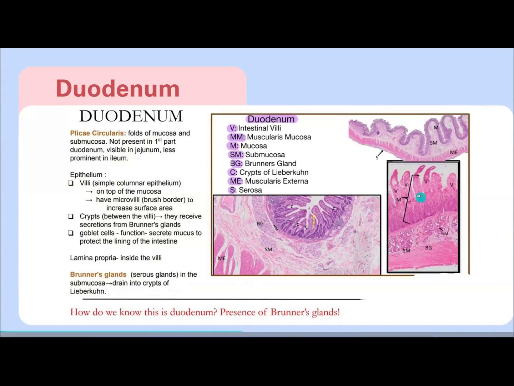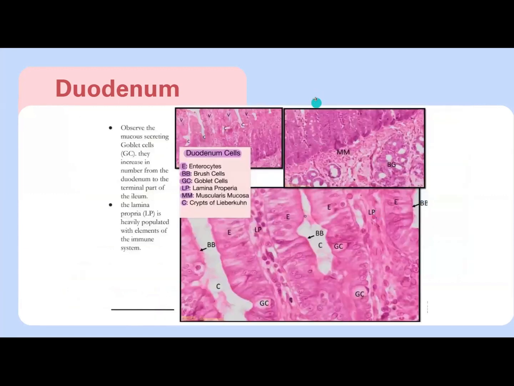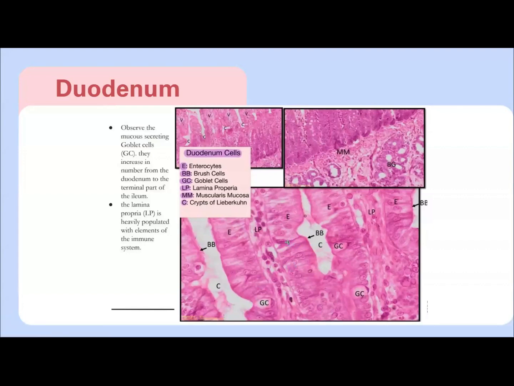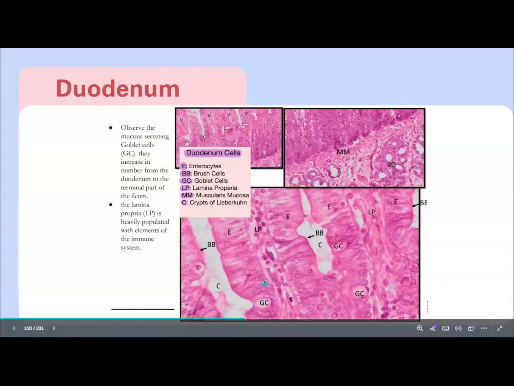Now let's look at this picture right here. There are a couple of goblet cells. What are goblet cells? Let me show you on this slide. They are basically these white structures on the villi, on the surface of the epithelium. There are very few in the duodenum. As you move on in the intestine, they keep increasing in number. So in the duodenum, we have very few goblet cells.